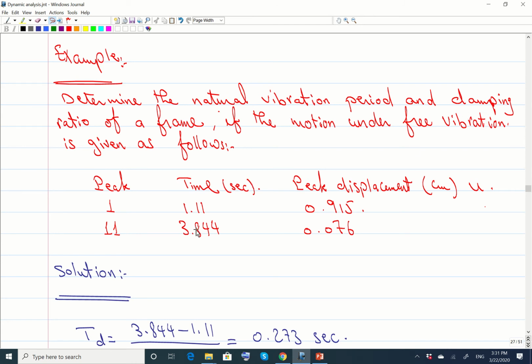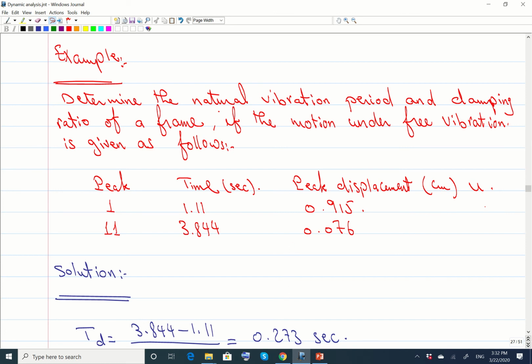We measured the amplitude of the displacement at the first peak. So it's oscillating. The first peak, the displacement in centimeters was 0.915, and that took place at a time of 1.11 seconds from the start of the vibration. And then the 11th peak took place at a time of 3.844, and when it was measured, it was 0.076 centimeters.